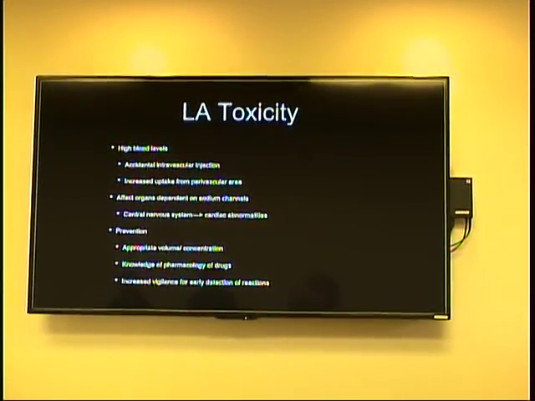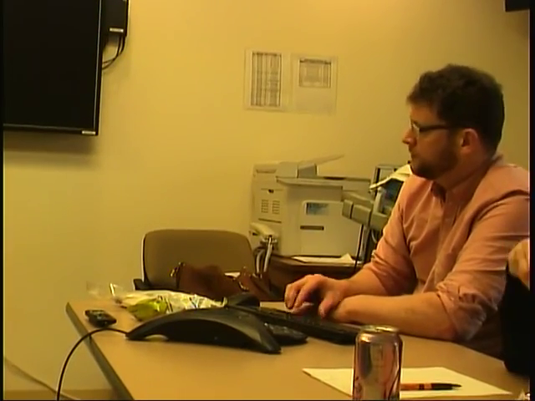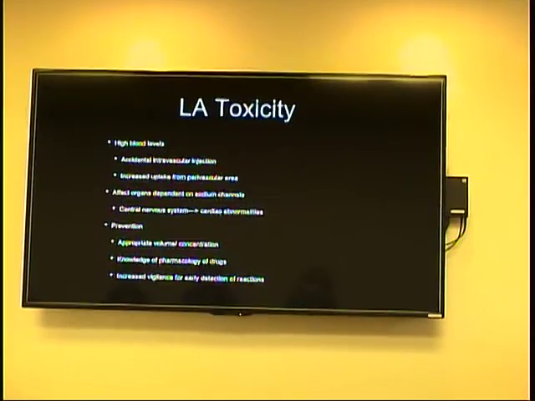What is affected by the local anesthetic, what becomes toxic? Essentially anything that depends on sodium channels, as I showed earlier with how it works on nerve cells. So this means the central nervous system. For most drugs, bupivacaine being the exception, you'll see the central nervous system effects before the cardiac effects. That's because your heart has sodium channels as well, and that interferes with the pacemaking function of the heart.